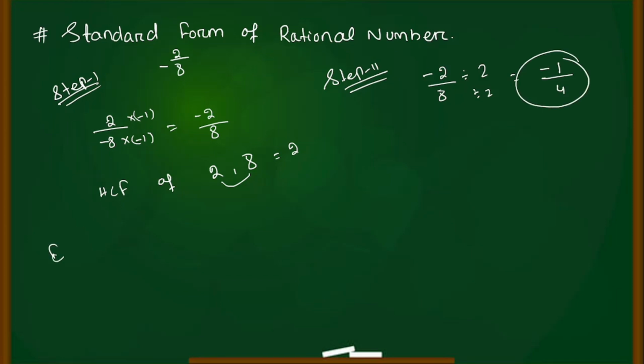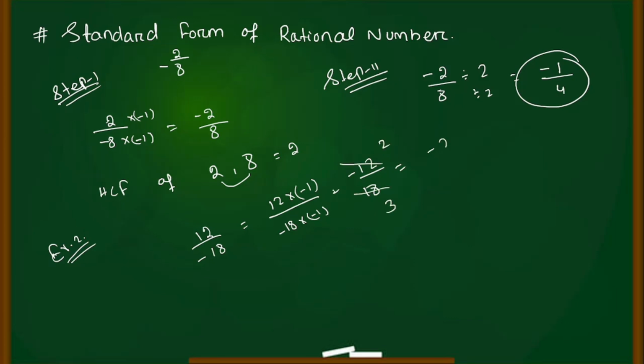Suppose example 2: solve for standard form, the question is 12 divided by minus 18. So how to solve? The first step is to put the minus sign in the numerator. So first we multiply 12 by minus 1 and minus 18 by minus 1, that is minus 12 divided by 18. Yes or no? The second step is to divide by the HCF, or directly you can cancel. 6 3s are 18, 6 2s are 12. So the answer is minus 2 by 3. This is the answer.